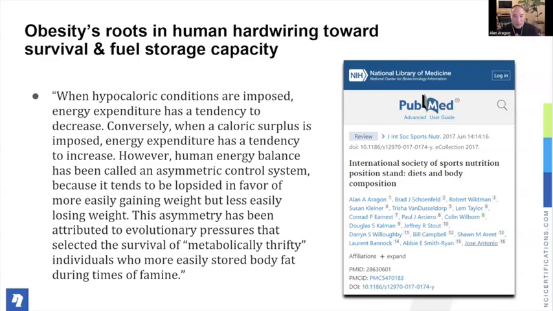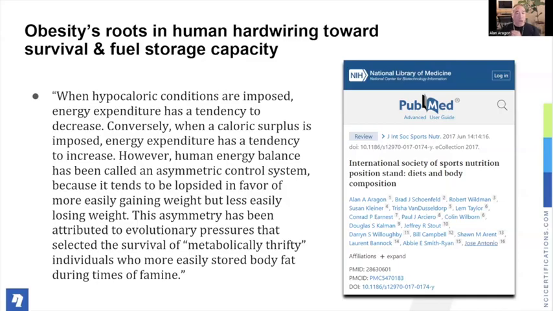So, what I have here in front of you is the International Society of Sports Nutrition position stand on diets and body composition, which I lead authored a few years back. And I just want to read you an excerpt from this paper because I think it's important and I think it captures better what I'm trying to convey here.